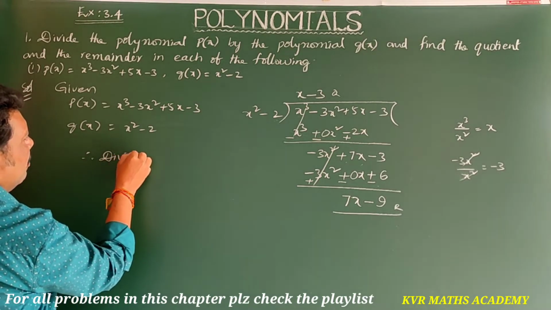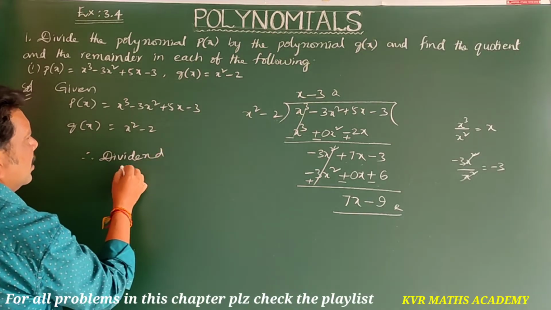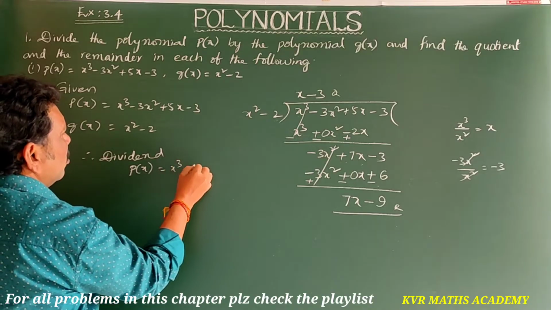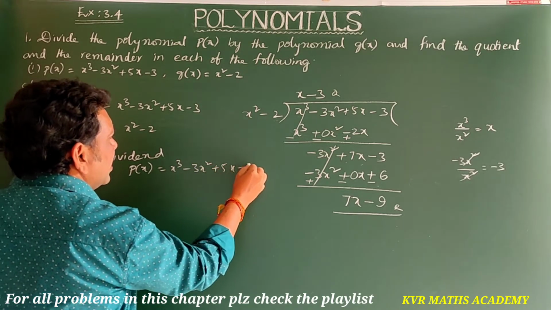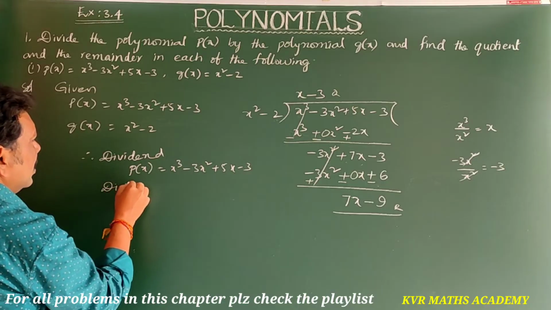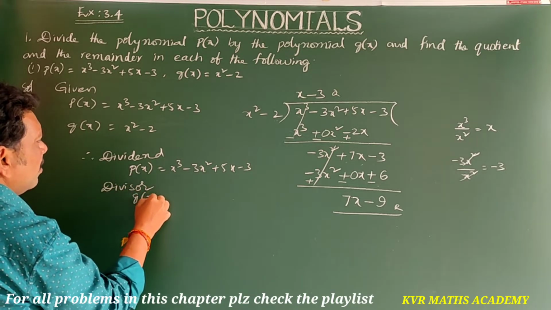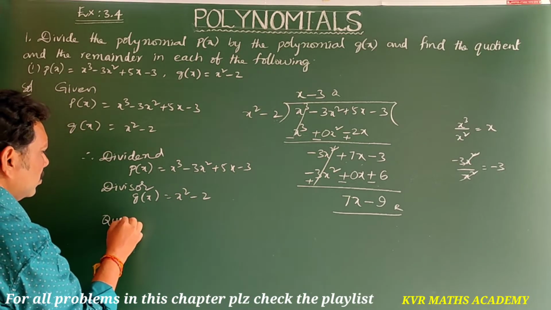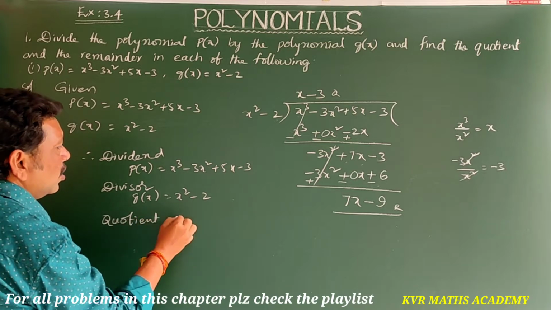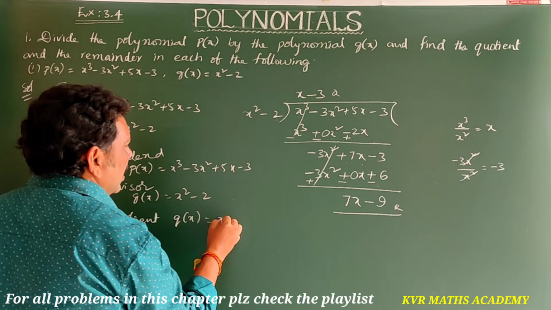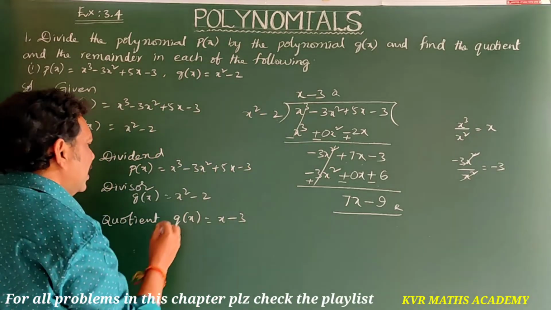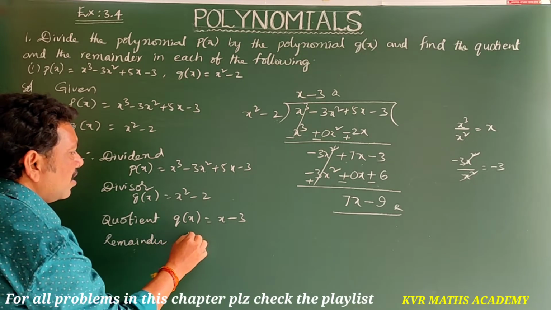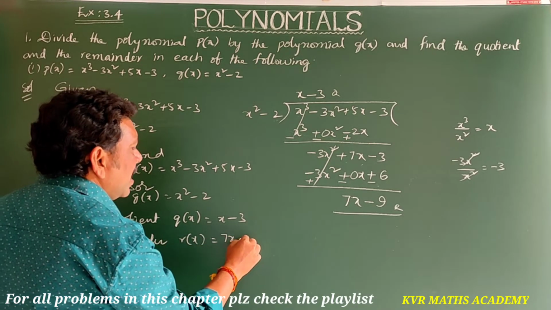Divisor, dividend, write down dividend p of x. Dividend p of x is equal to x cube minus 3x square plus 5x minus 3. Next, divisor g of x is equal to x square minus 2. Next quotient q of x is equal to x minus 3 and the remainder r of x is equal to 7x minus 9.